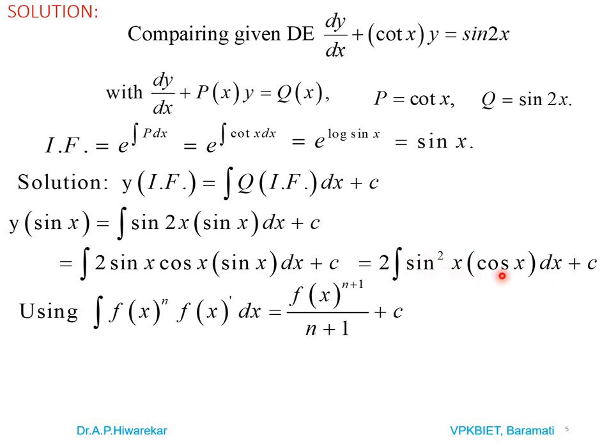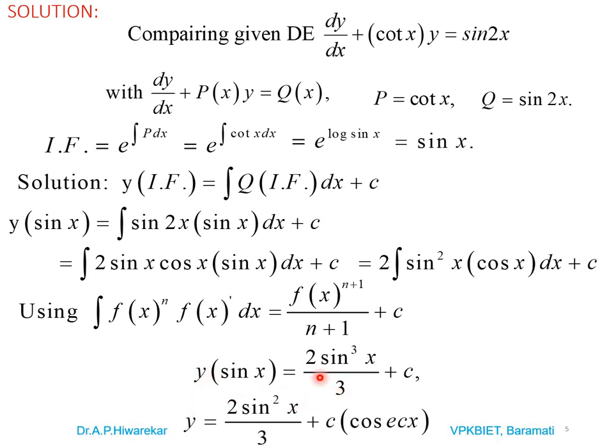Here the derivative of sin x is cos x. So if you substitute sin x as t, you will get cos x dx as dt. And this integration becomes t square dt, and integration of t square is t cube by 3. So we get y into sin x is equal to 2, and integration of this is sin cube x divided by 3. So y sin x is equal to 2 sin cube x divided by 3 plus c. If you want, you can divide it by sin x, so that y is equal to 2 sin square x divided by 3 plus c divided by sin x, and 1 by sin x means cosec x. So the final answer, the general solution, is given by this.